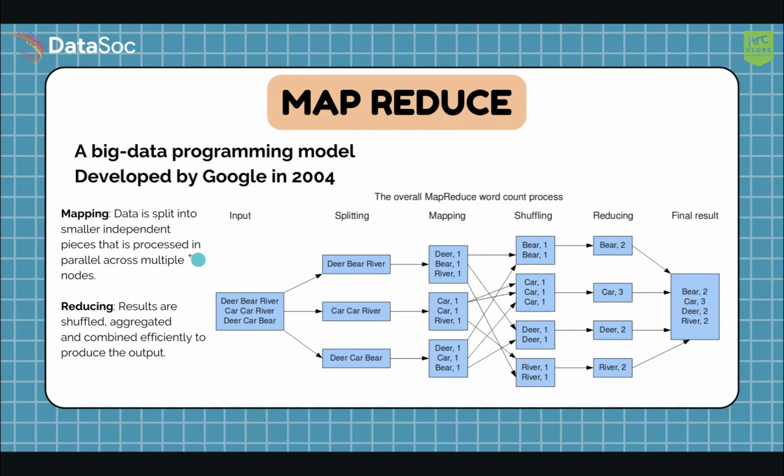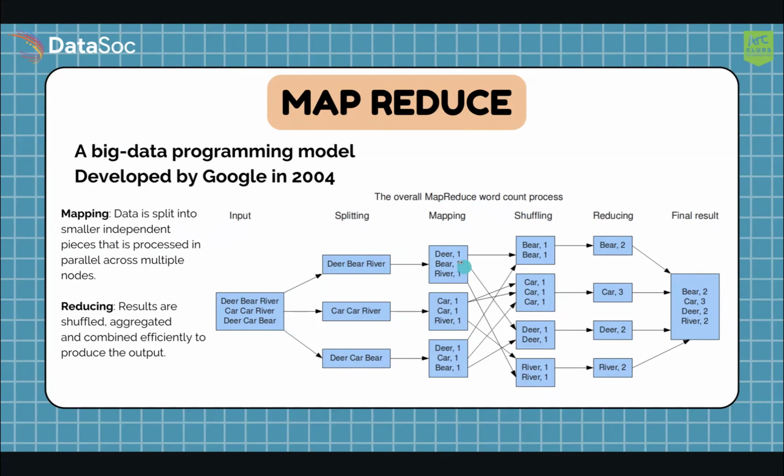Mapping means that the data is split into smaller independent pieces and then processed in parallel. Reducing means that the data is shuffled, then combined efficiently to give you a concise output. This is a classic example of a word count process. Let's say you have this huge bunch of words. First, it'll split it into three categories, randomly. So there's deer, bear, river over here.